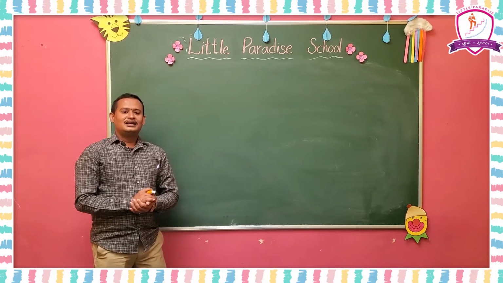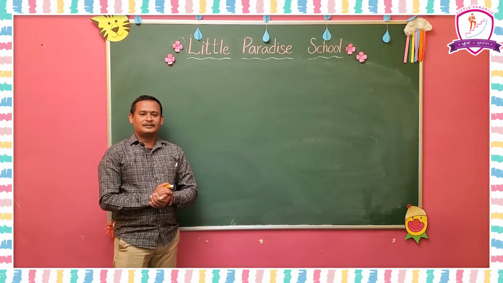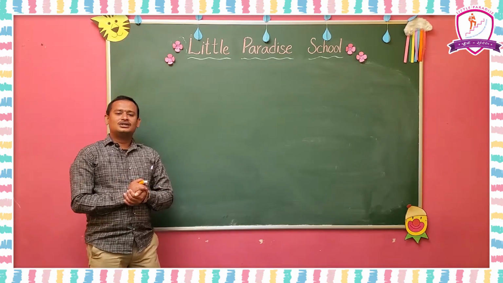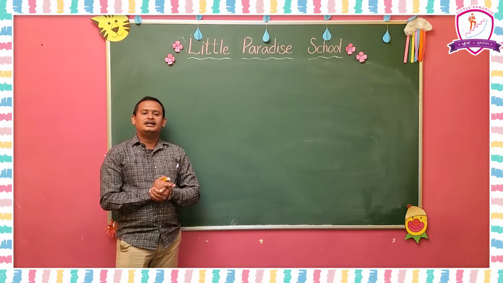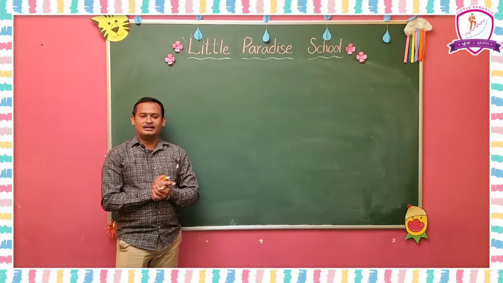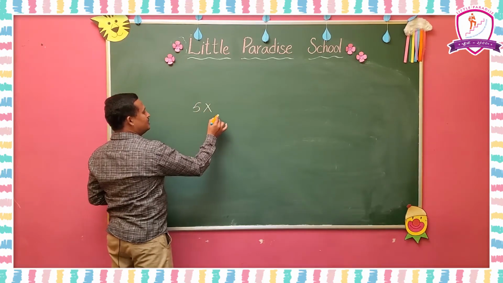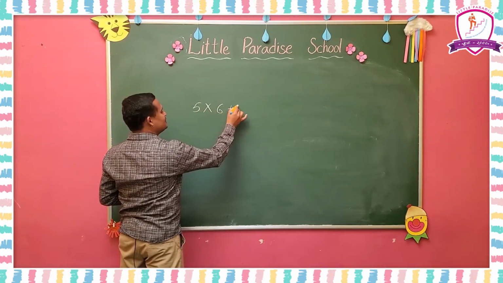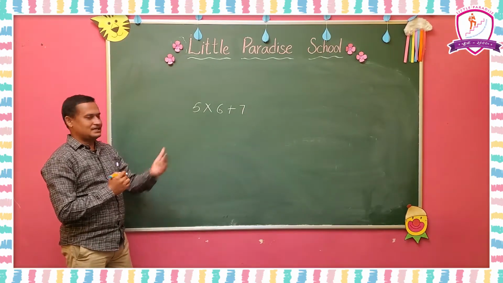Hi students, in this session we are going to discuss using brackets. Suppose you are asked to write an expression of 5 multiplied by the sum of 6 and 7. 5 multiplied means 5 multiplied, sum of 6 and 7 means 6 plus 7. Can you write it like this? It is meaningless, I think.